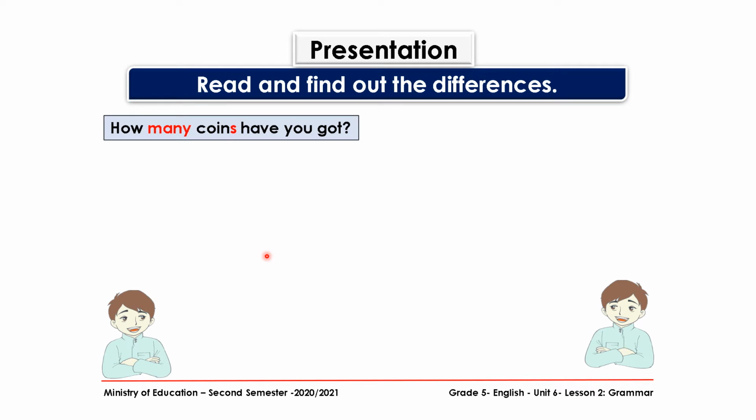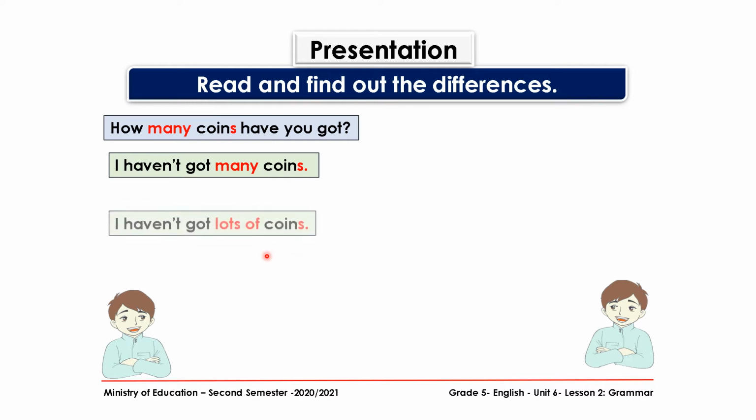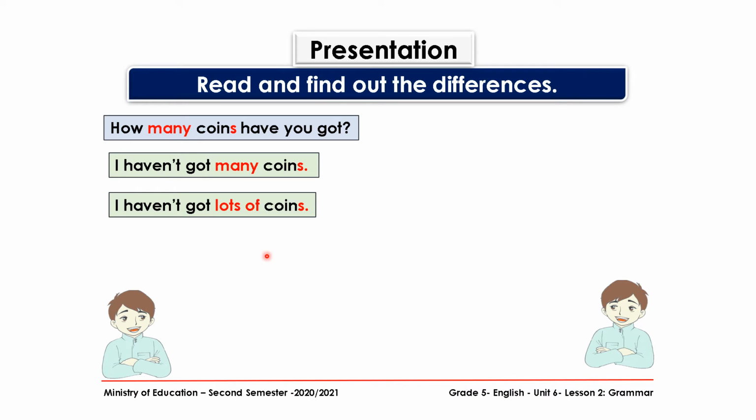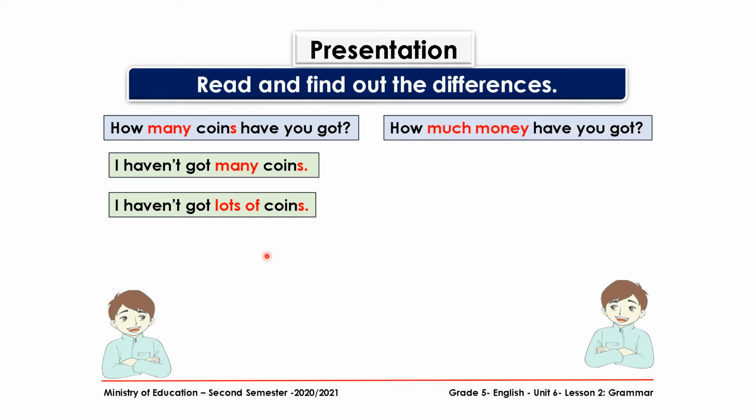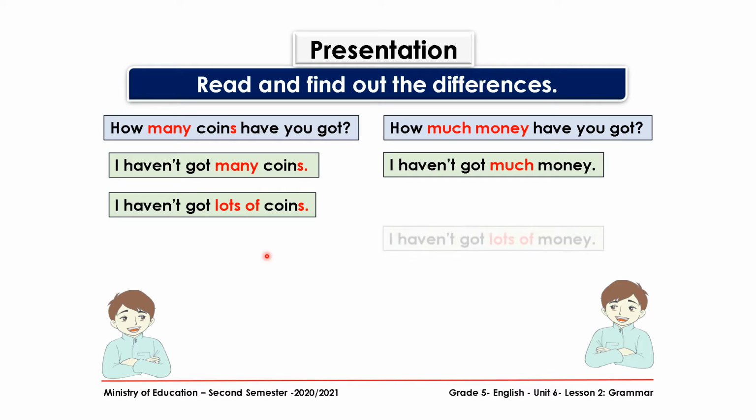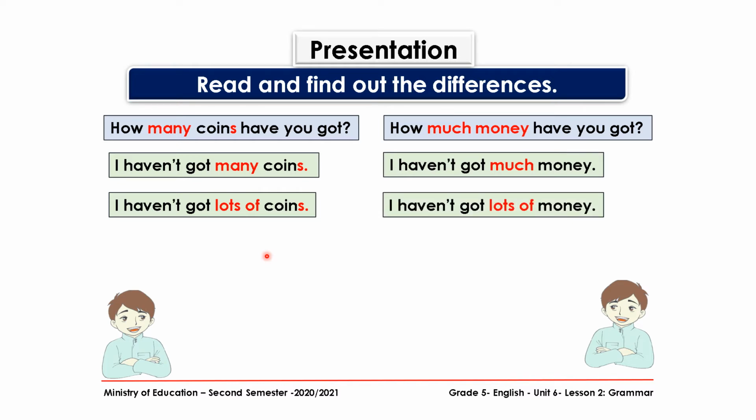How many coins have you got? We might answer by saying, I haven't got many coins, or I haven't got lots of coins. Let's read the second example and find out the difference. How much money have you got? And we can answer by saying, I haven't got much money, or I haven't got lots of money.